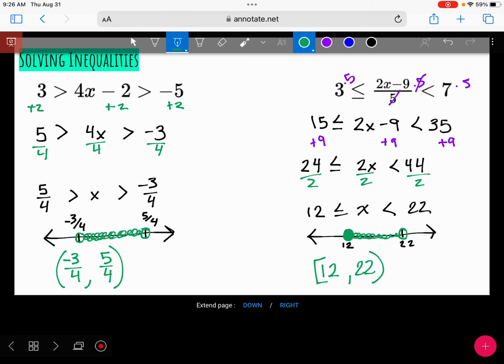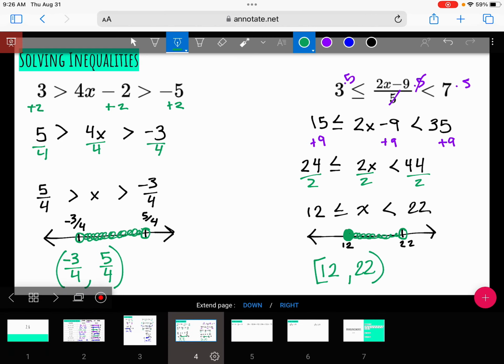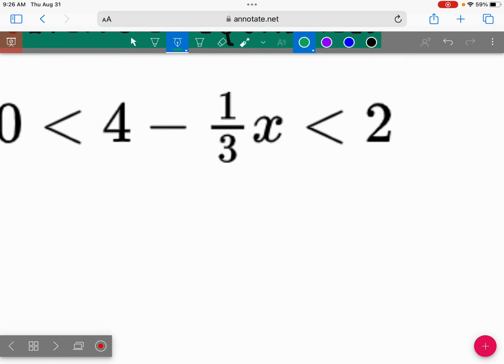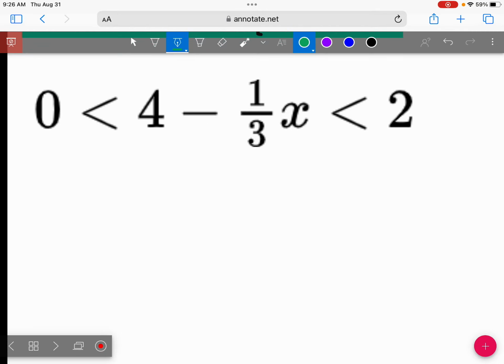Okay? All right. Next ones. Let's do this one first, and then we'll do the other one that looks a little scarier. So we have 0 is less than 4 minus 1/3 x less than 2. Go slow, be careful.